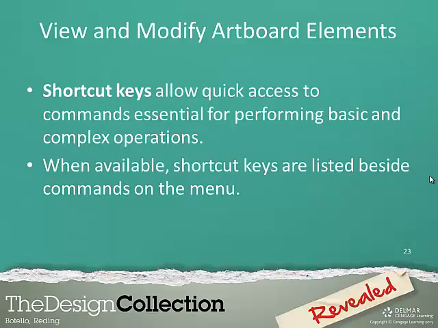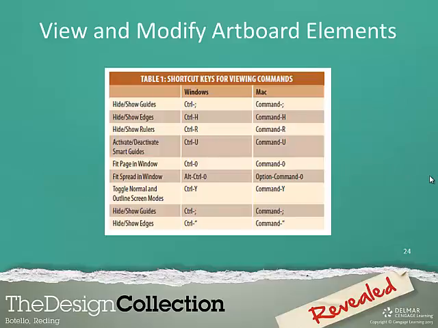Shortcut keys allow quick access to commands essential for performing basic and complex operations. When available, shortcut keys are listed beside your commands on the menu. And then here are some shortcut keys and commands, and it shows for Windows and for Mac. So hide and show guides is Control apostrophe semicolon. Hide show edges is Control H. Hide and show rulers is Control R, and so on.